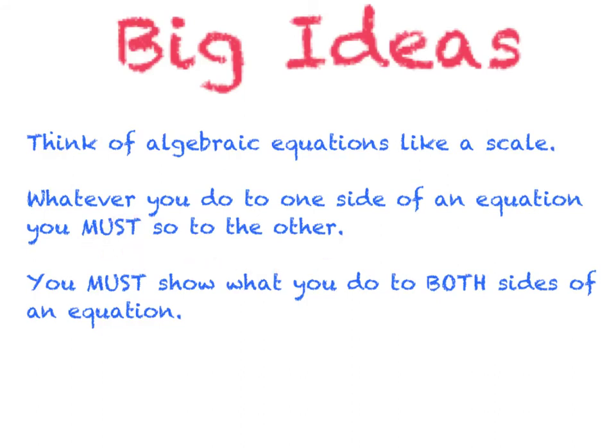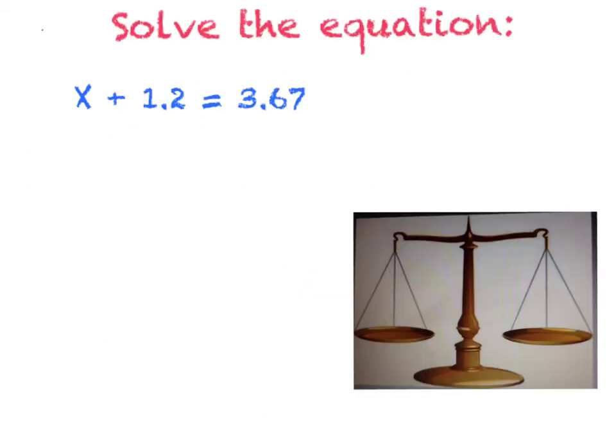Also, we must show our work, just like we always do in math, we need to understand our thinking. So we must show what we do to both sides of an equation, just like I've done on each of those. I made sure that I took away the value from both sides. As long as we follow those big idea rules, we are able to solve equations that have decimal values as well using the exact same idea.